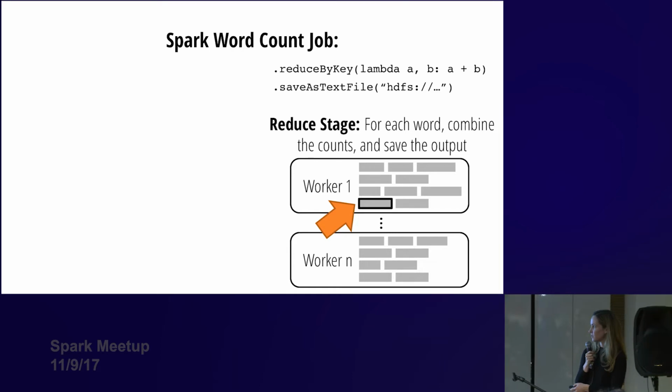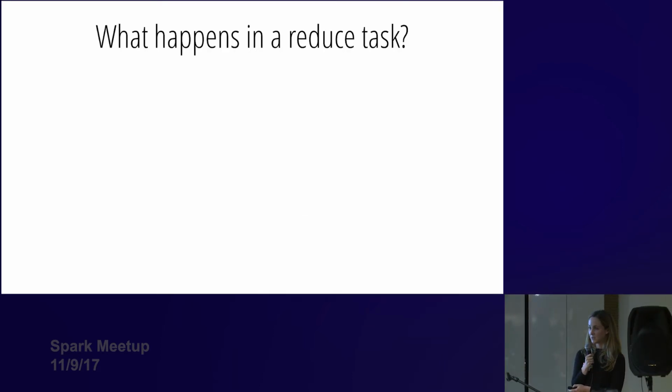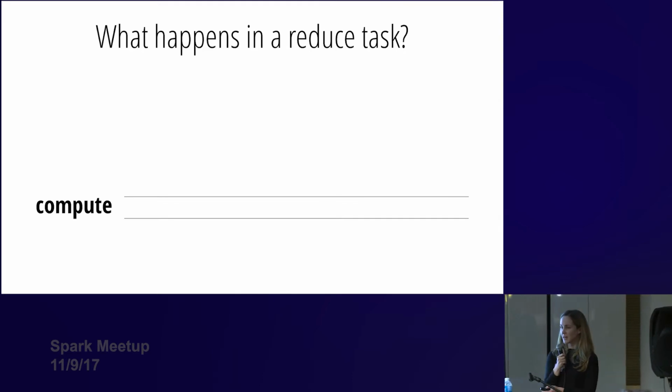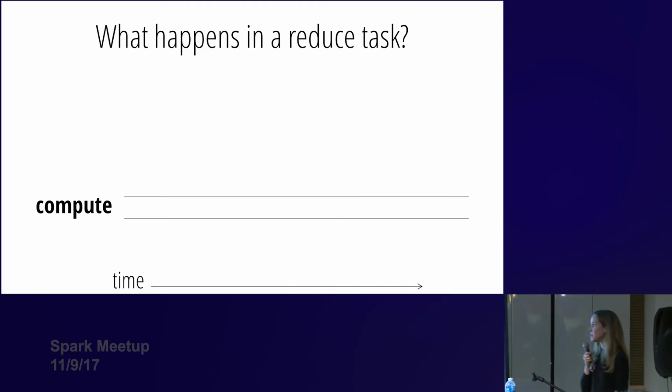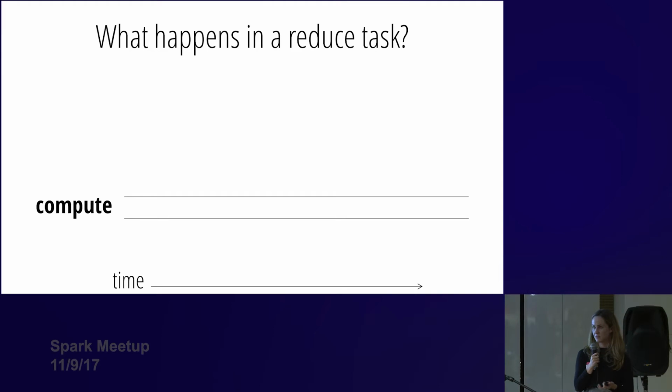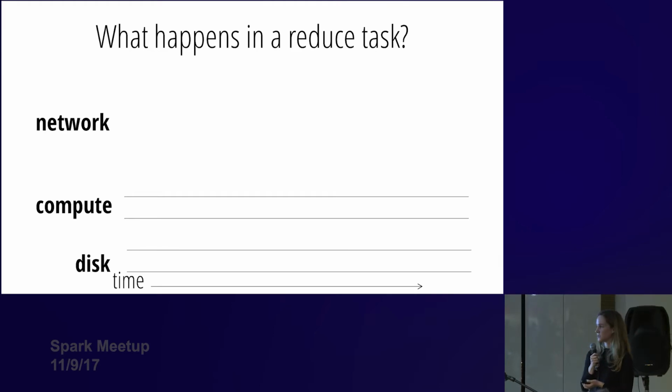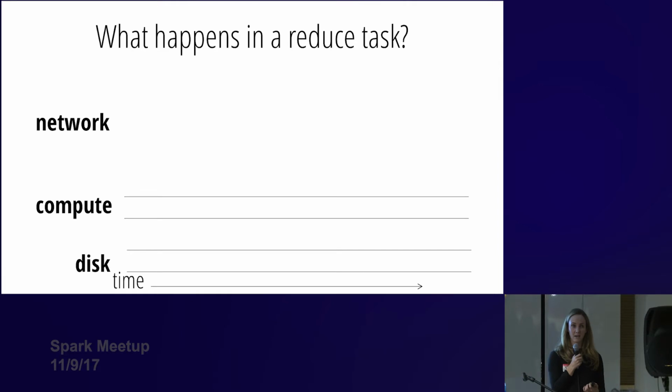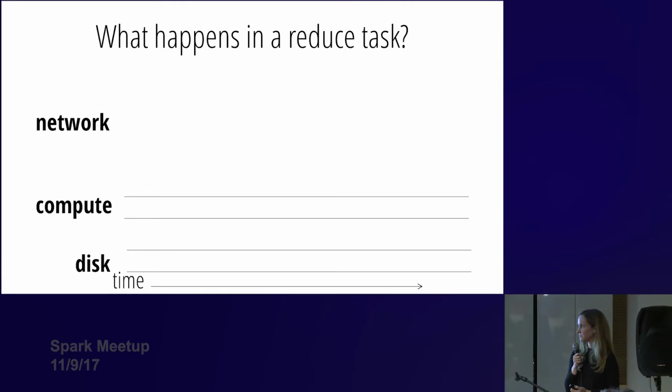So zooming in a little bit further, let's look at exactly what one of these reduce tasks is doing. Here I'll show what's happening over time. There's a main compute thread in the task that's doing some things, and then the task is also using the network and the disk in the background. So this is a reduce task. At a high level, what the task is doing is reading a bunch of data over the network, and then trying to combine all of the counts for a bunch of different words.